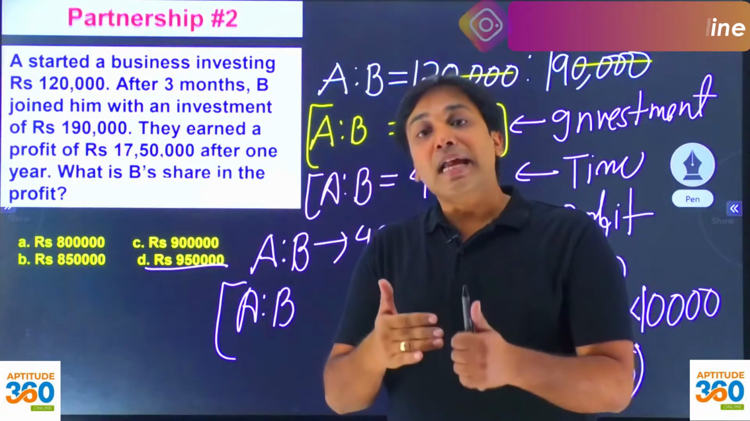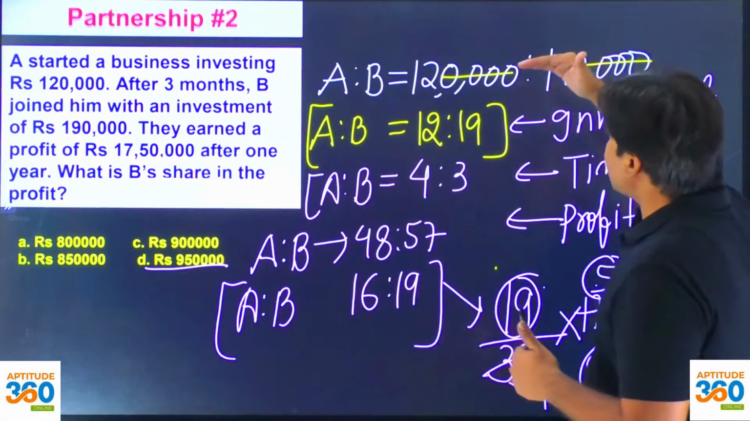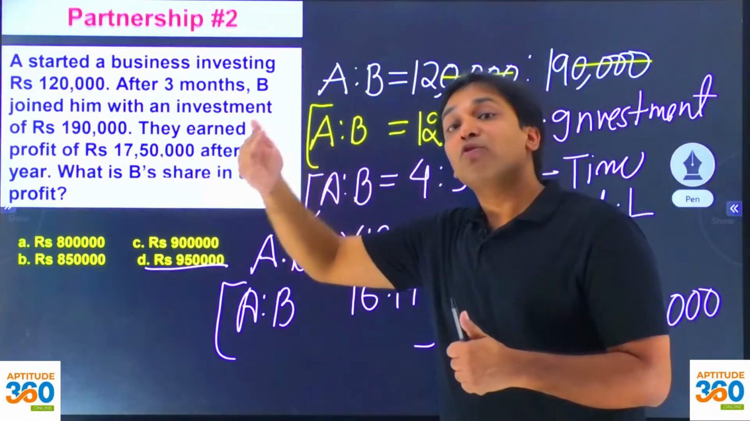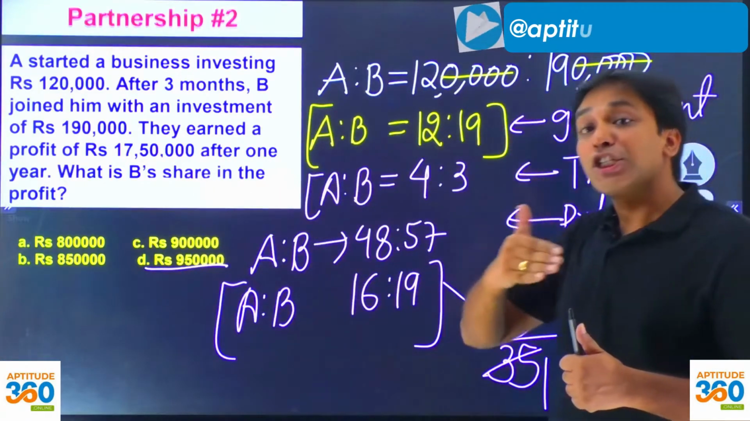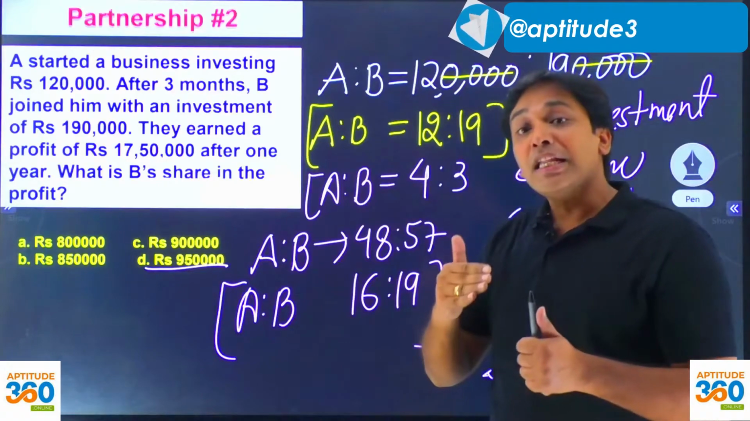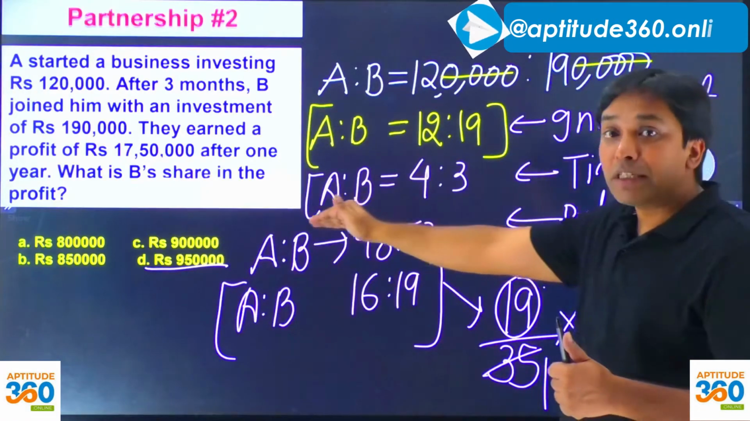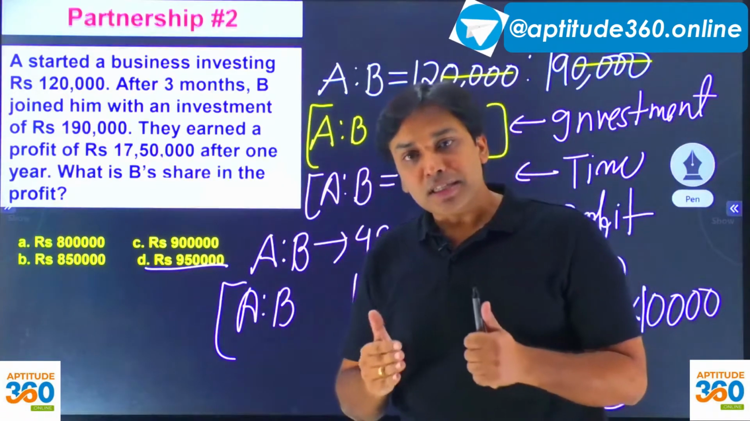Please understand how I am simplifying these problems. Step number 1, I am finding the ratio of their investments. Step number 2, I am finding the ratio of their time periods. And in order to find in what ratio you should be giving them the profit, you need to multiply these two values. Does this make sense to you?